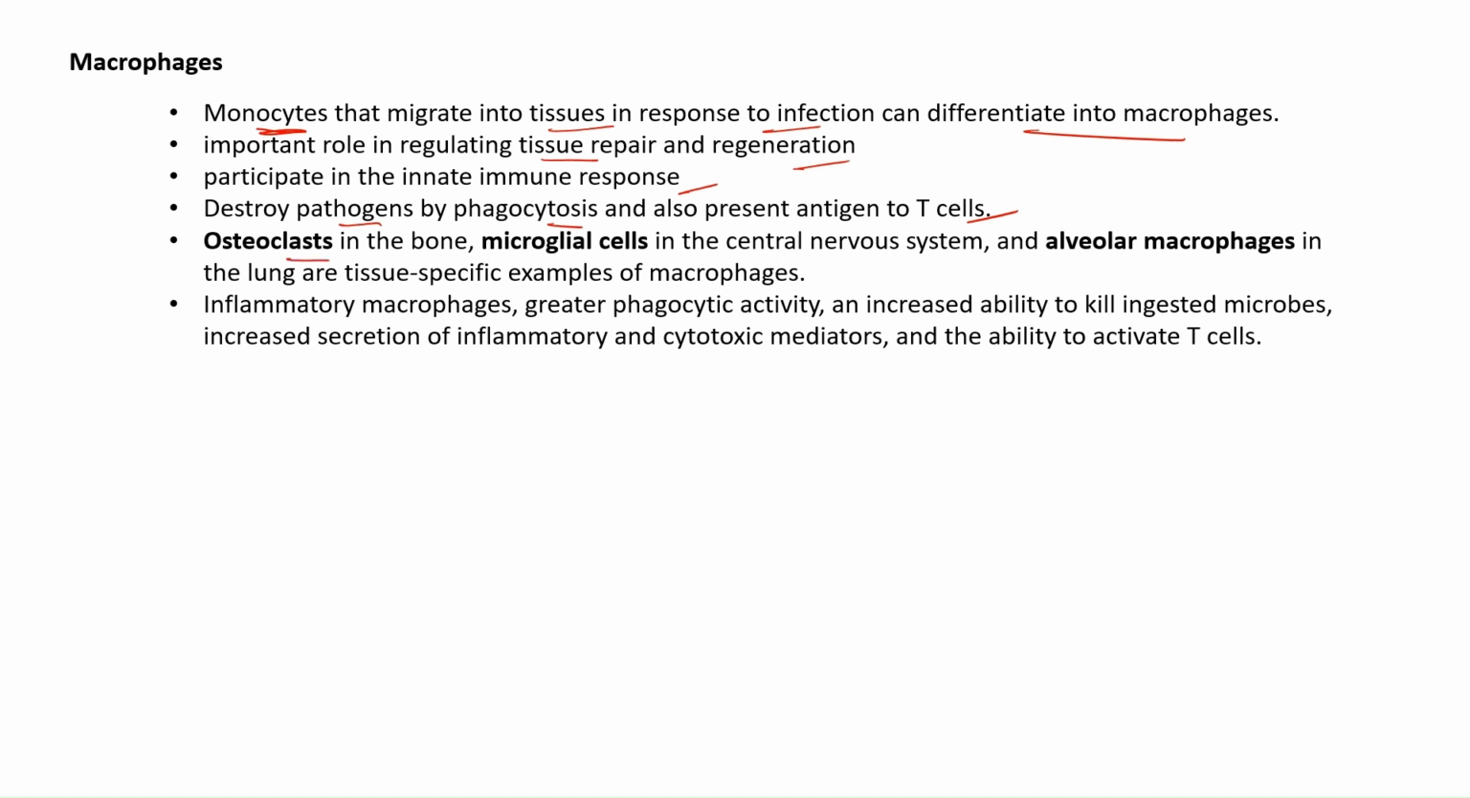Osteoclasts in bone marrow, microglia in the central nervous system, and alveolar macrophages in the lungs are examples of tissue-specific macrophages. Macrophages are found in all the tissues of our body, but specifically in bone, the macrophages are known as osteoclasts. In the central nervous system, the macrophages are known as microglial cells.